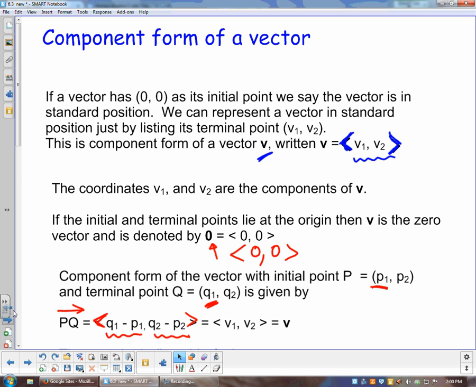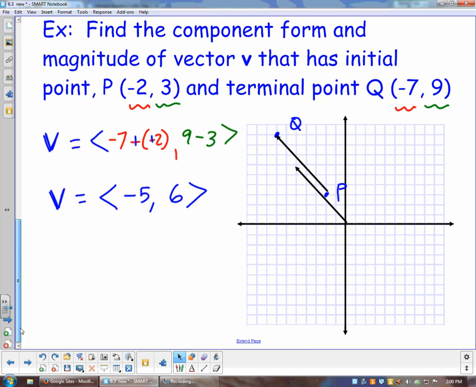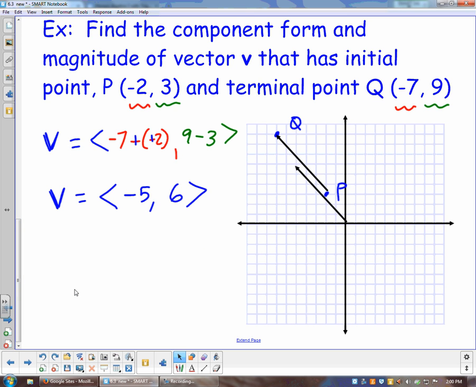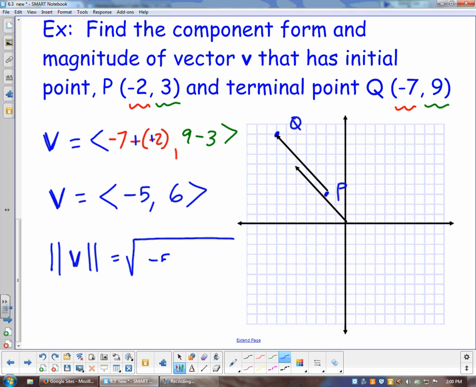And let's see, there was more to this problem. We were also going to find, we found the component form, but now we need to find the magnitude. So to find the magnitude, remember we use those double bars like that, and we really just need to take -5 squared plus 6 squared and take the square root. So we get 25 plus 36, and that gives us 61, square root of 61, and that would be the length or the magnitude of the vector.